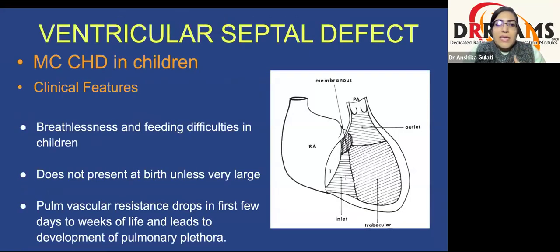The third lesion in this category is the ventricular septal defect, which is the most common congenital heart disease in children. We just discussed that the most common congenital heart disease in adults is ASD, but in children it is VSD. Why so? Because very small VSDs close spontaneously in childhood themselves, so they do not always go up to adult life. And how do these children present? They present with breathlessness and feeding difficulties soon after birth, as the pulmonary vascular resistance gradually drops and these babies become symptomatic.